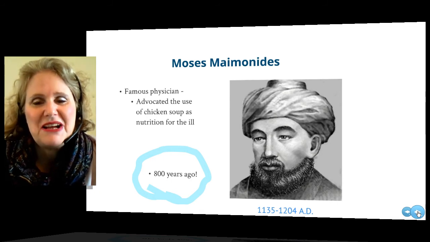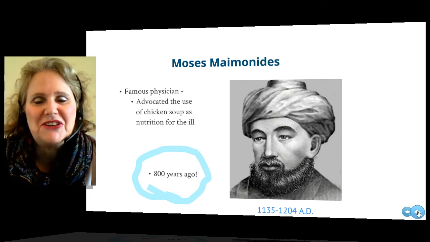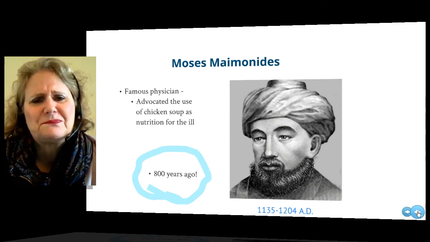And you might imagine that his advice included get a lot of fresh air and drink clean water and take a bath every so often and eat fresh food. But one of the things that makes him near and dear to my heart was that he advocated the use of chicken soup as a nutritional broth for an ill patient. And that makes him a pretty smart man, in my opinion.